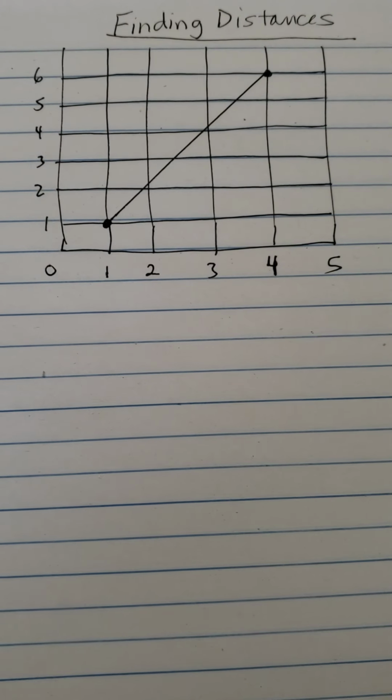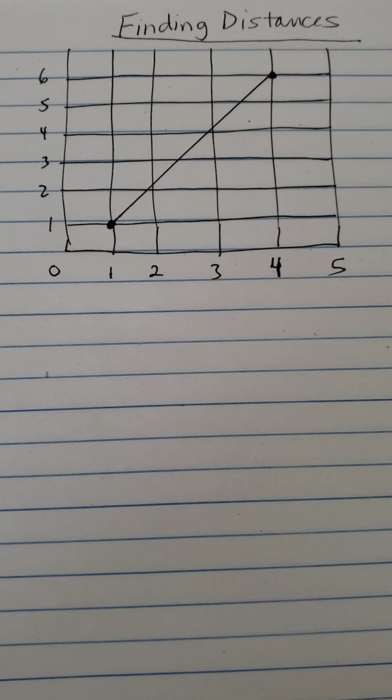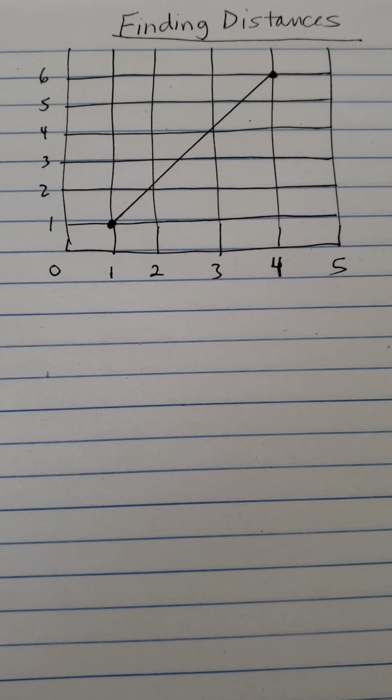We are doing another lesson today. Today's lesson is on finding distances. The great thing with Pythagorean theorem is you can find the distance of any diagonal line on a graph or grid by just making a right triangle from that line.